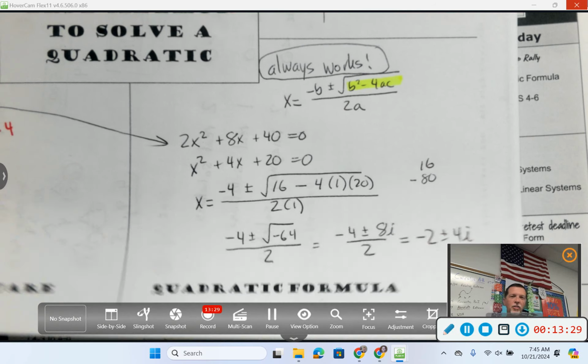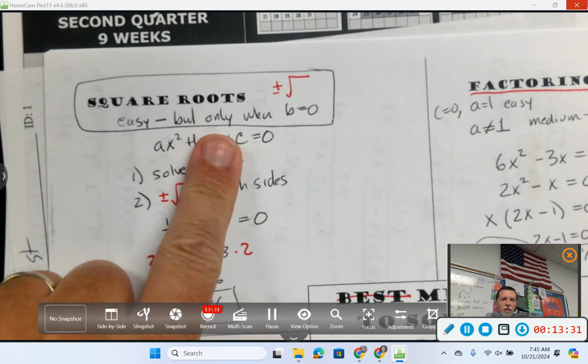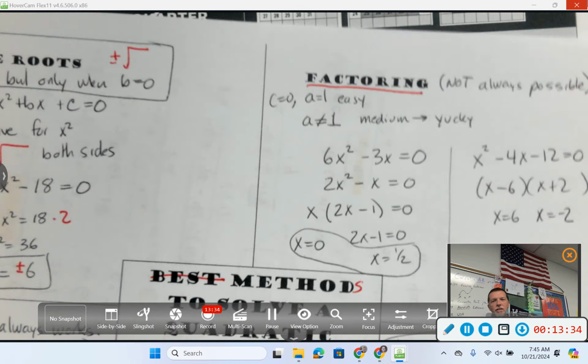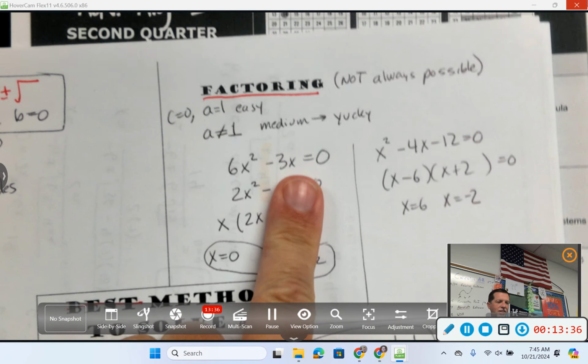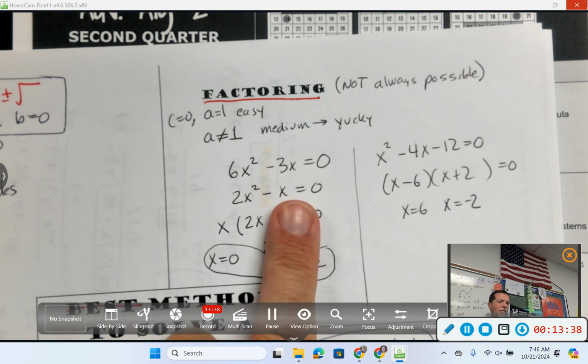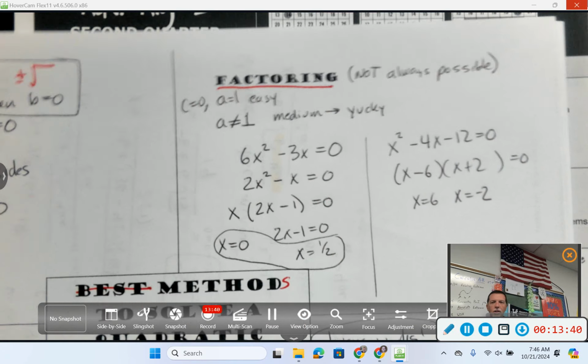Like, which method should I use? Well, if there's no b term, then square roots. If you can just spot the factors, then factor it. If you can't factor it, then you go to the quadratic formula.